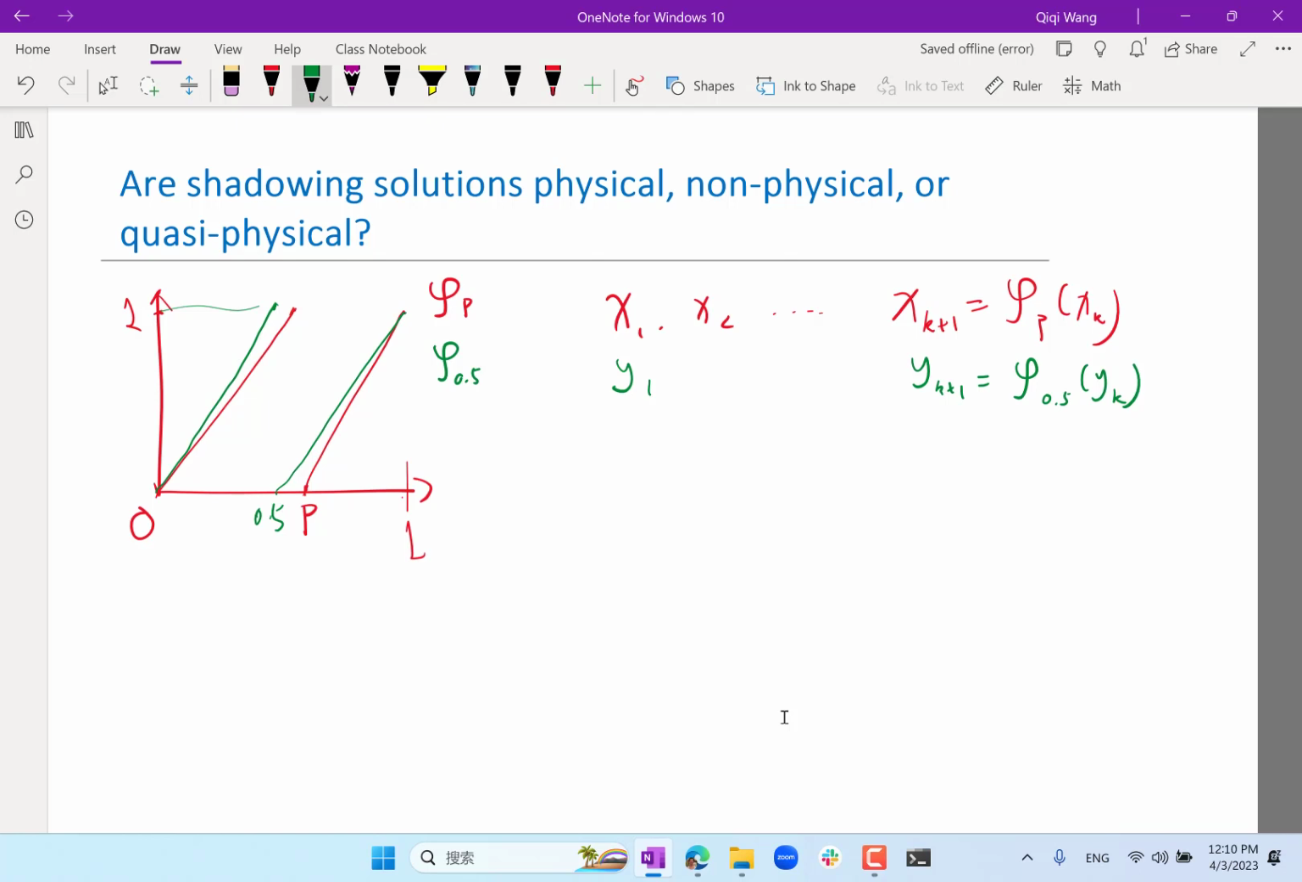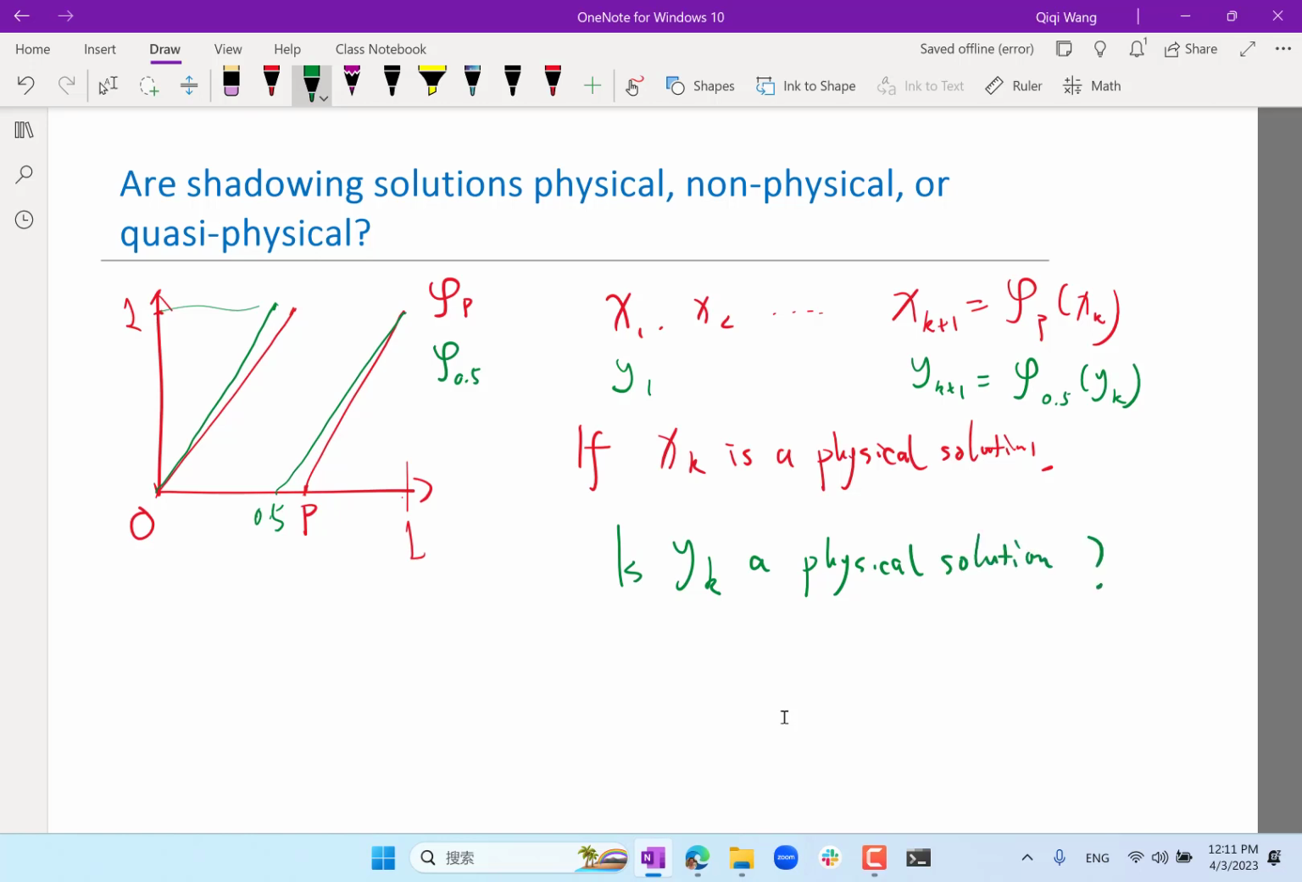Because the sawtooth map satisfies the shadowing property, we know that if we take an arbitrary physical solution to the red map, phi p, there exists a shadowing solution y that satisfies phi 0.5. So the question is, if x_k is a physical solution, is y_k a physical solution? That's the question we want to answer.